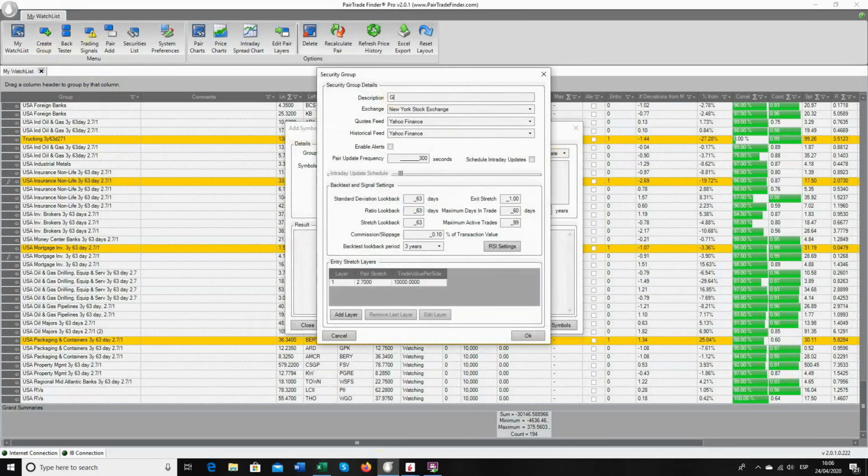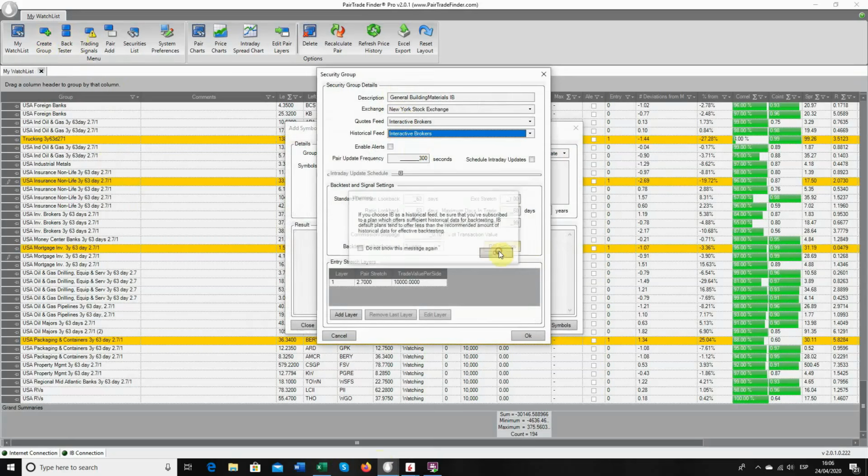here, and we're going to call this general building materials IB because we're using IB data. Quotes feed we set as IB, historic feed we set as IB, and we're going to enable alerts. All of these settings here, which are the backtest settings, are the same as the top 30 US equities pairs. We're not going to change those.